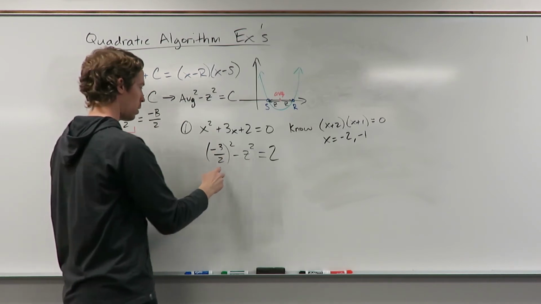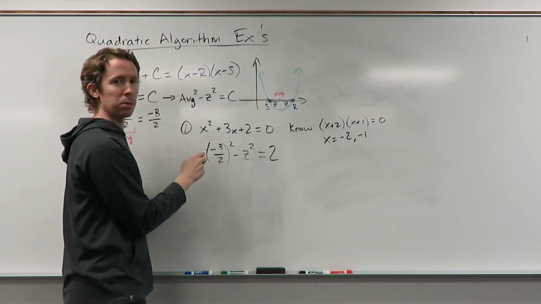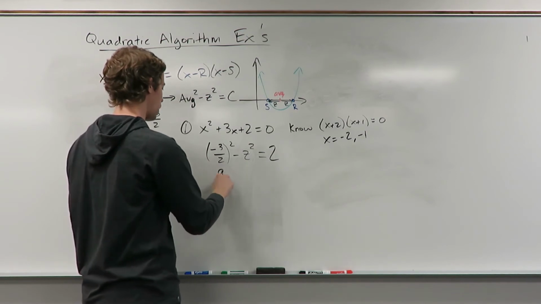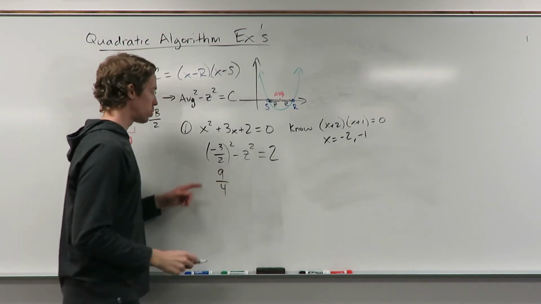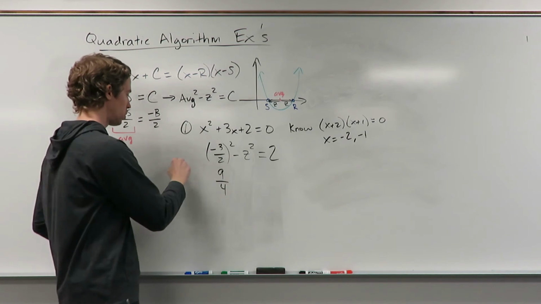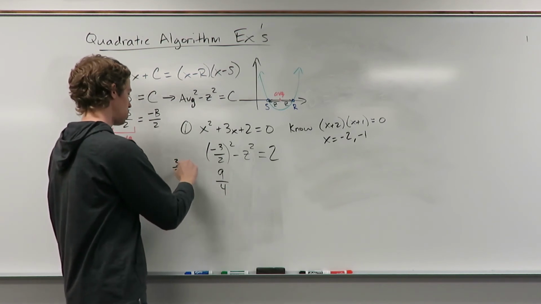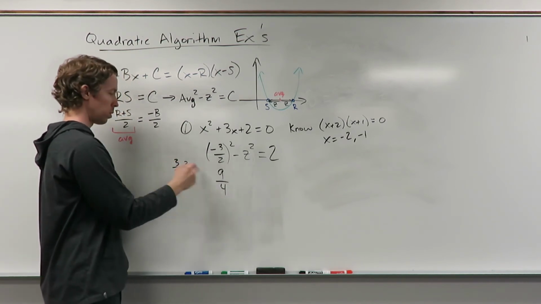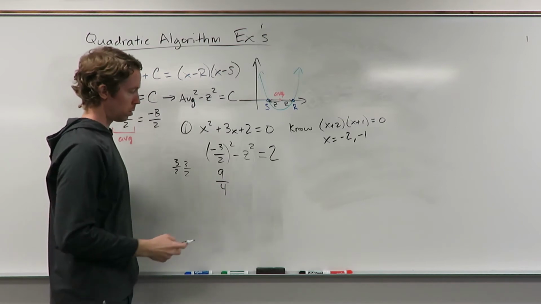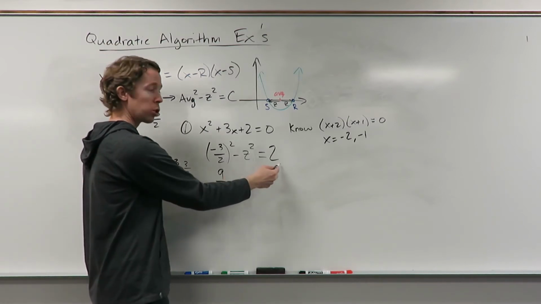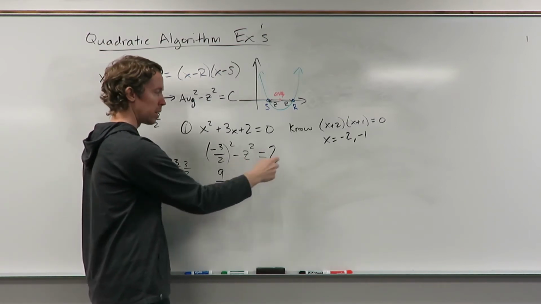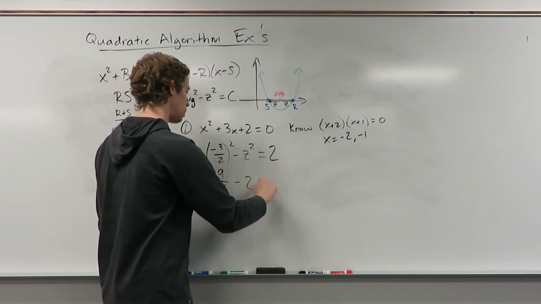I'll multiply this side out. -3/2 times -3/2 is positive 9/4. Remember, with fractions, you multiply straight across. So 3/2 times 3/2 is 3 times 3 over 2 times 2. And then let's subtract 2 from both sides, and let's add z squared to both sides.